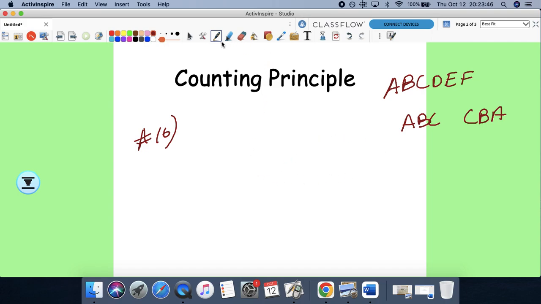So again, here we can just use a fundamental counter here. So on the first spot in her shelf, she has 7 choices. Second spot, she has 6 choices. And then 5. 6 times 5 is 30, 30 times 7 is 210.